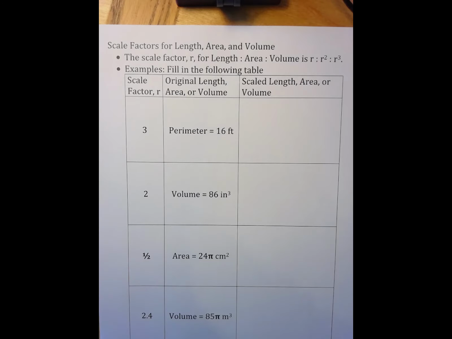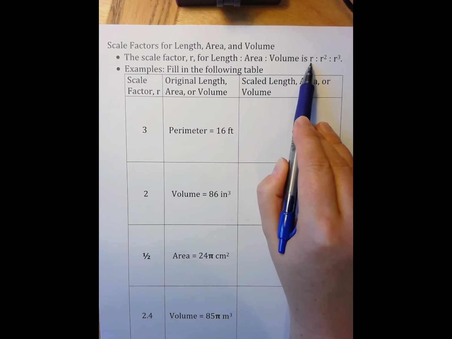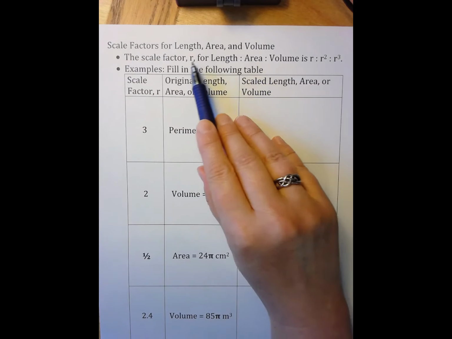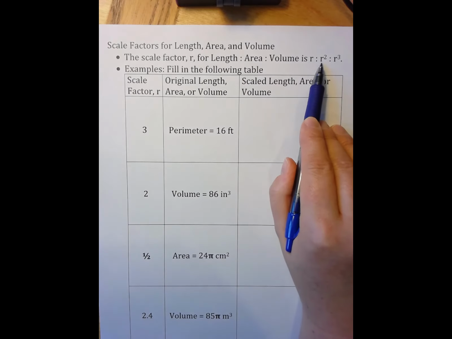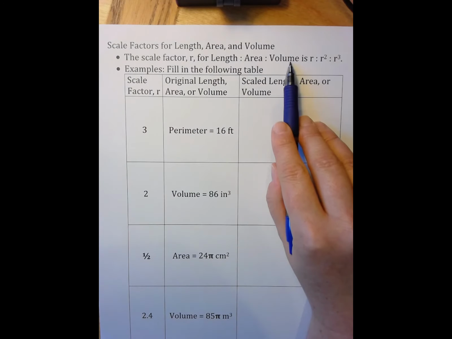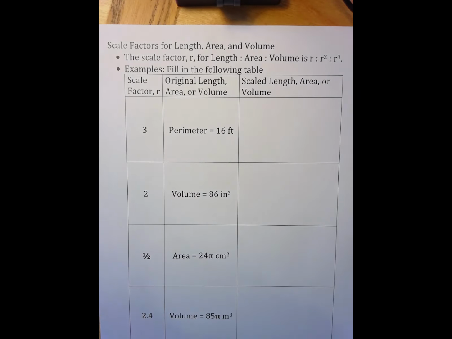In class, you explored the relationship between length, area, and volume when you're given a particular scale factor. And what you found was that when you're given a scale factor r, for length, you simply multiply by r. But for area, because you are increasing 2 dimensions by r, you're actually increasing the full area by r squared. And for volume, you're increasing 3 dimensions by r, so that means you're increasing the original volume by r cubed. So let's look at a couple examples.